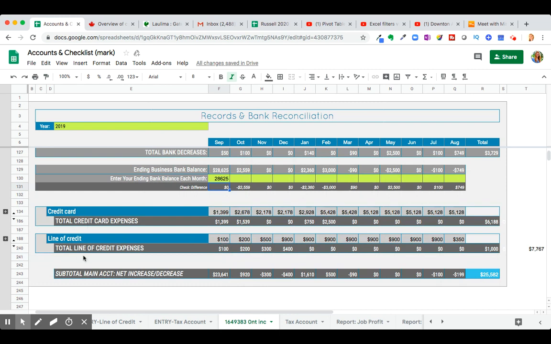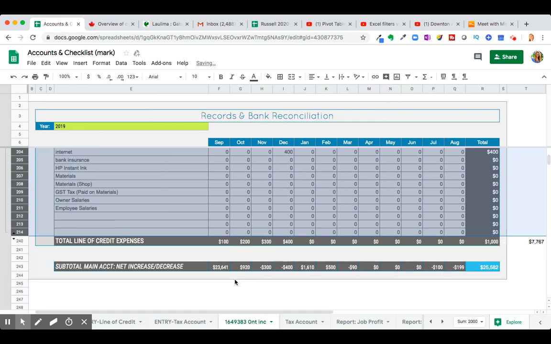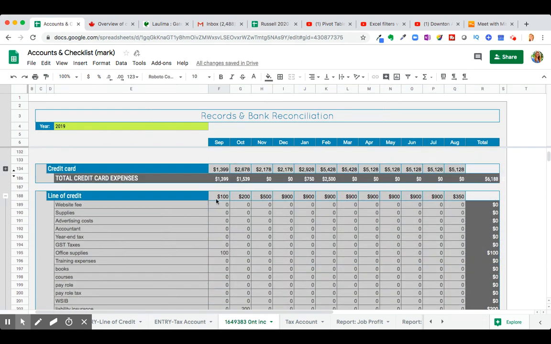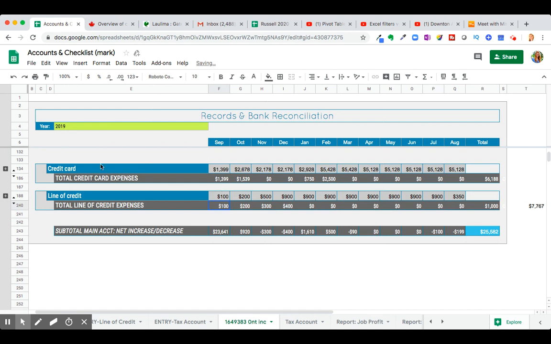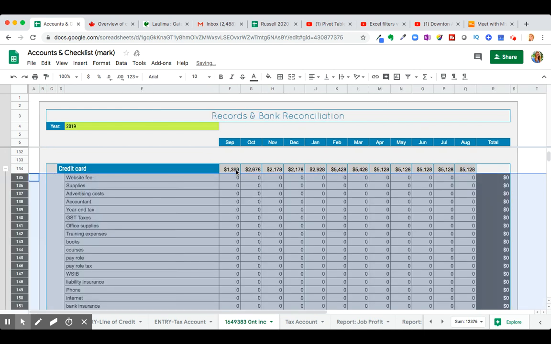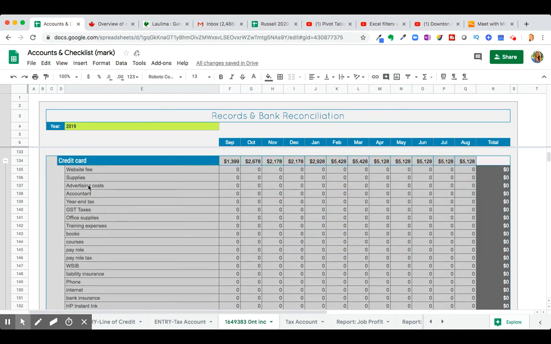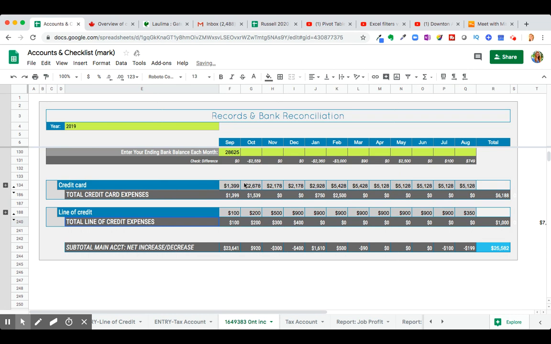With your credit card and your line of credit, what's happening down here is your total is at the bottom from all the transactions, and same with the credit card. Total is at the bottom with total credit card expenses, total credit. I'm going to close up all of these accounts. And then this is a running balance. So I'm presuming you were zero when you started.